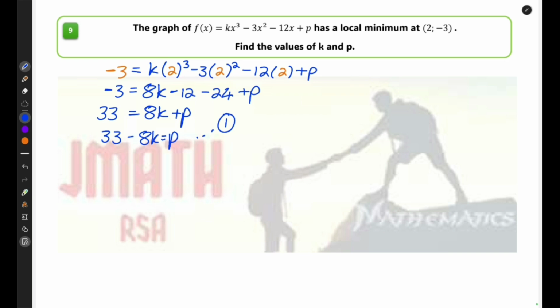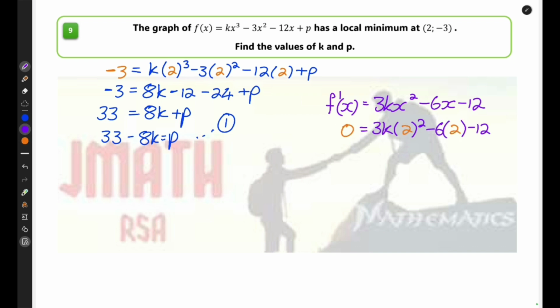Now remember, to get equation 2, I would get the derivative and make it equal to 0 when I sub in x. So let's go for that. So the derivative of f would be equal to 3kx squared minus 6x minus 12. If I make this equal to 0, I can make all the x's a 2. And we are lucky in this case. The p cancelled out, so I can now actually solve for k and then just sub it into equation 1 to get p. So let's just go for that.